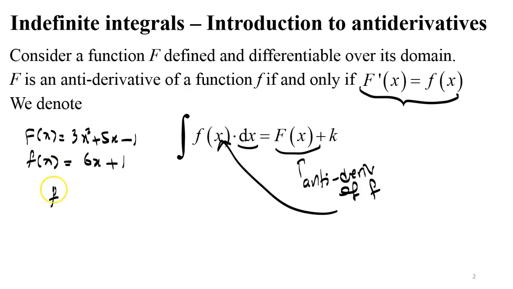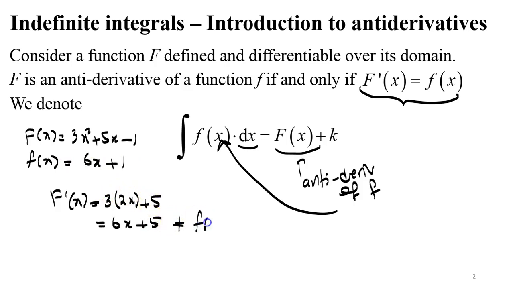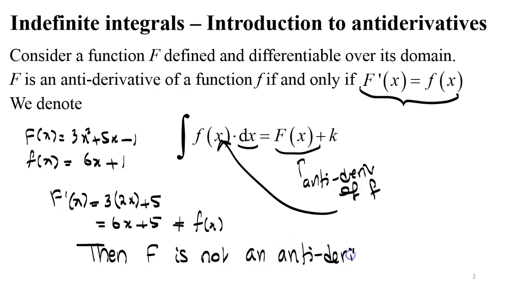So over here, by finding the derivative of capital F, now the derivative of 3x squared, we just leave 3 aside, the derivative of x squared is 2x, and 5x minus 1 being linear, the derivative is just the slope. So that would be 6x plus 5. Now, you'd notice I'm given the other function as 6x plus 1, so that is different than small f of x. So I would deduce that capital F is not an antiderivative of small f.